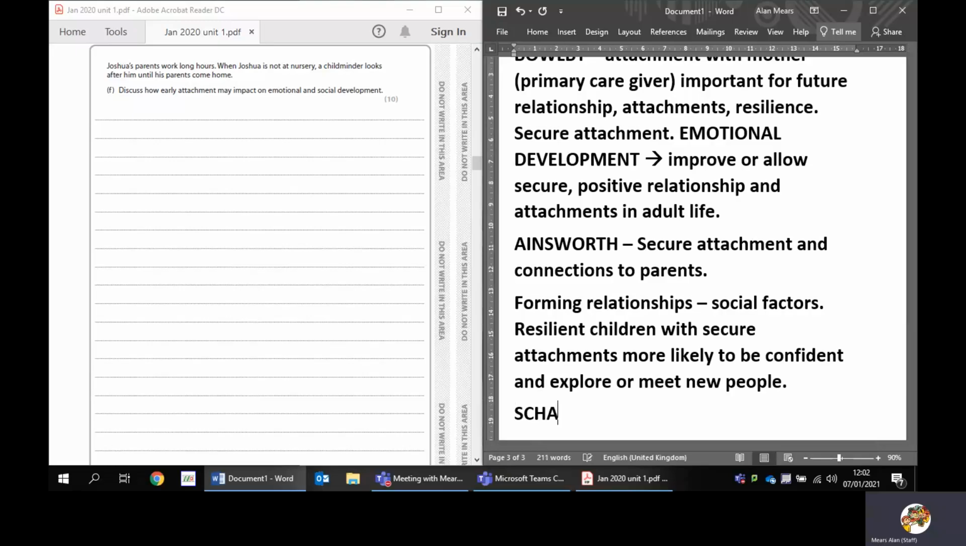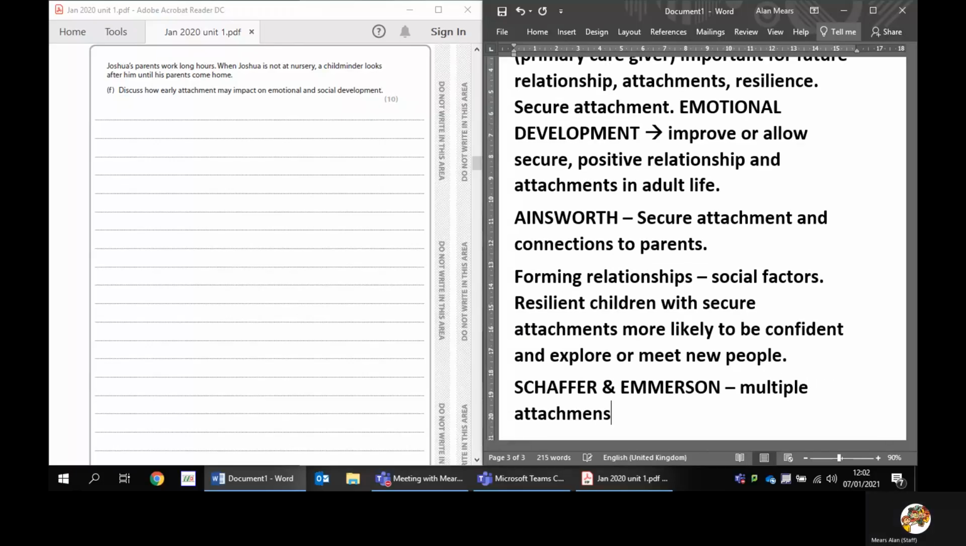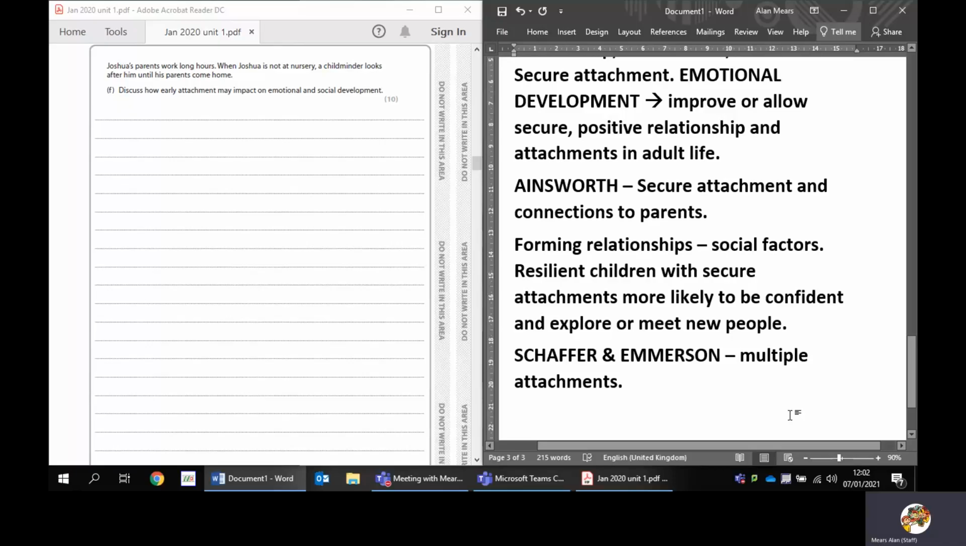You've got Schaffer and Emerson. Again, it was about the multiple attachments. So children have multiple attachments. It isn't just about one secure attachment, but a whole range of them. As criticisms of Bowlby, about it's only the mother.